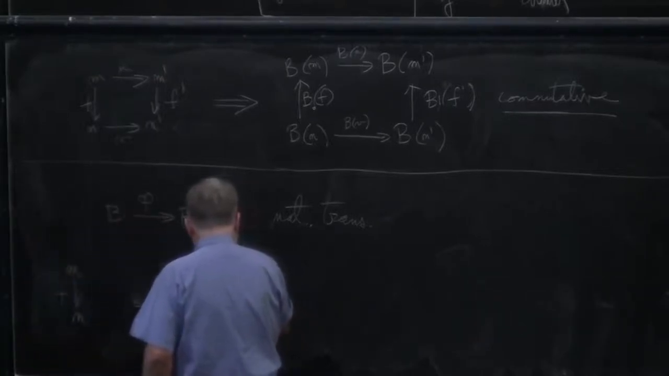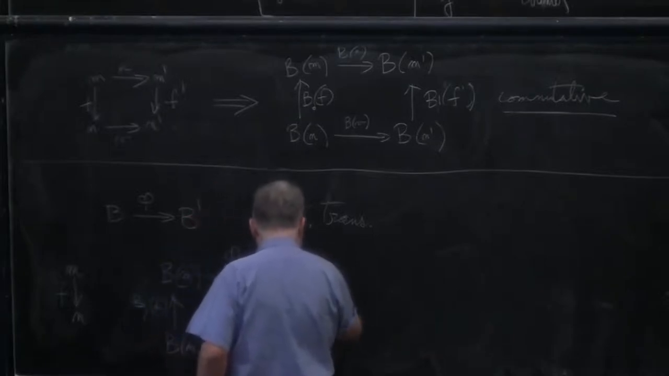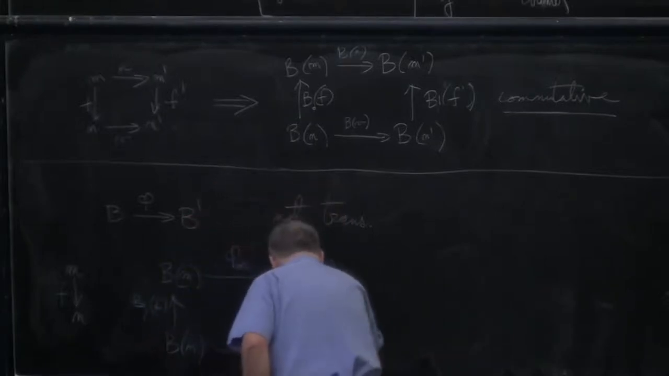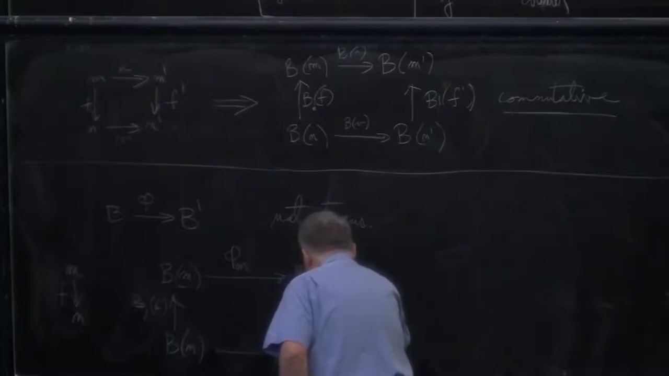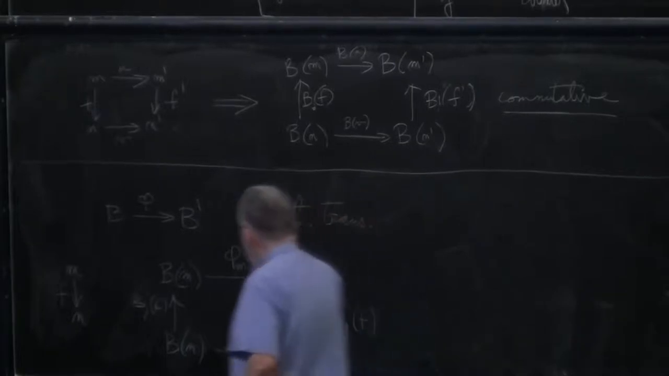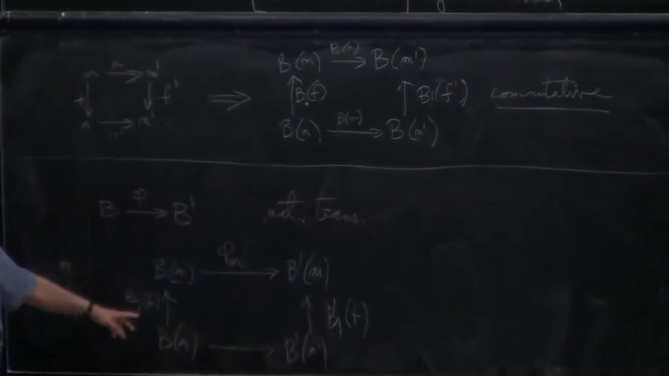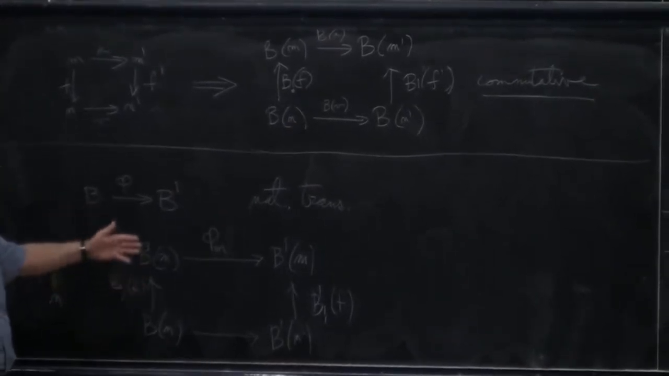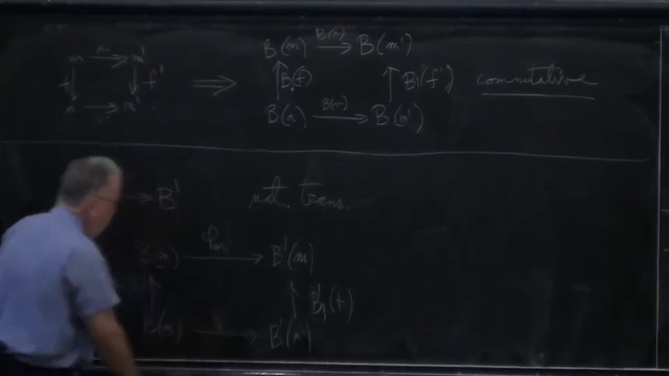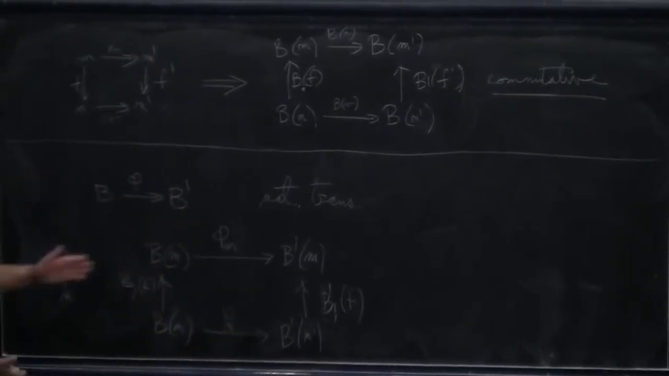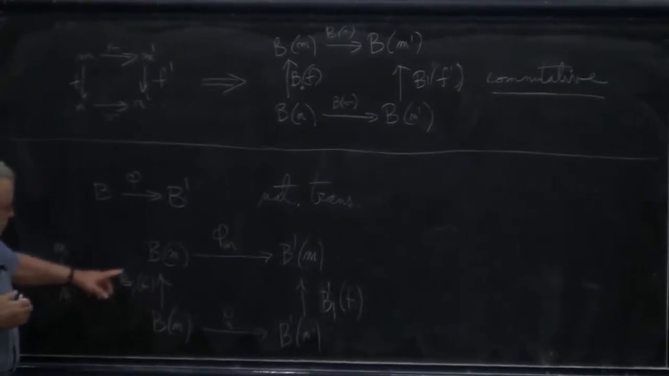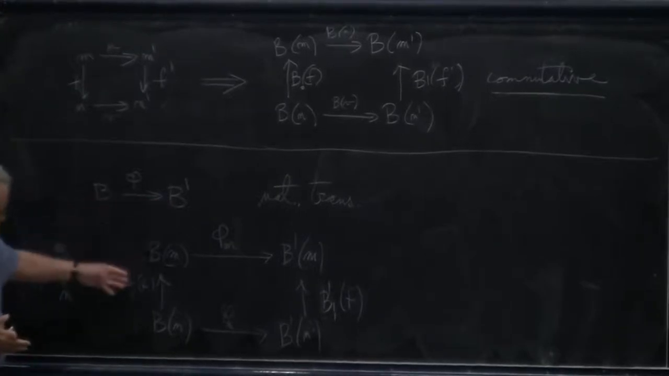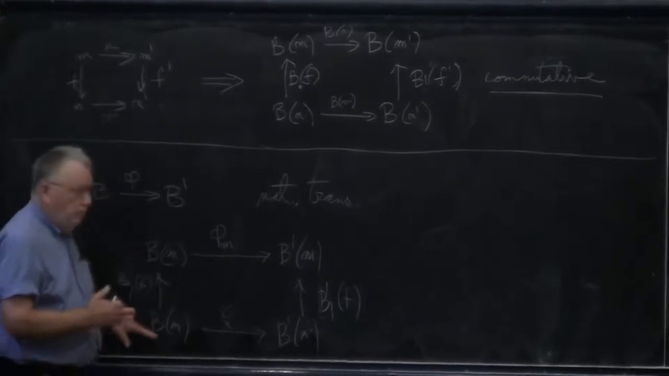Now you have the natural transformation here, which you can describe between B and B prime, and you want this square to commute in addition to the usual square. In other words, phi should be a natural transformation for the functors that you get in the other direction when you use the left adjoint. So it's not only a natural transformation from B to B prime using the usual homomorphism, but it's also compatible with the left adjoint.